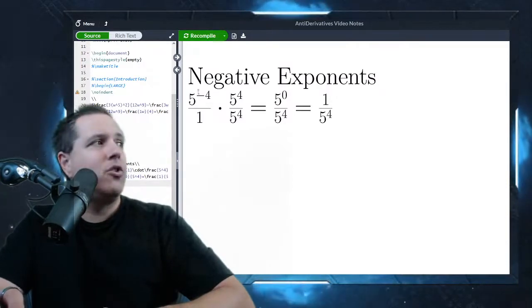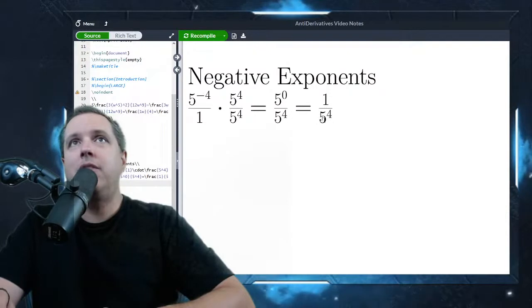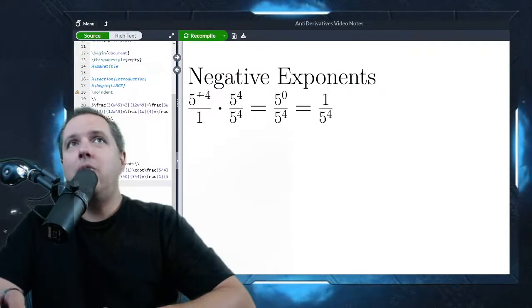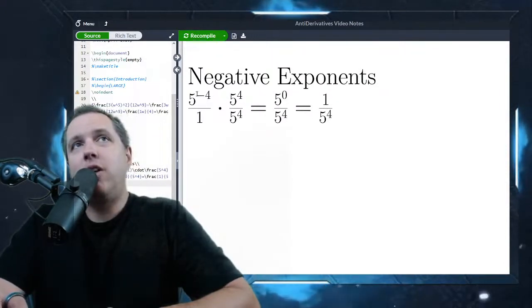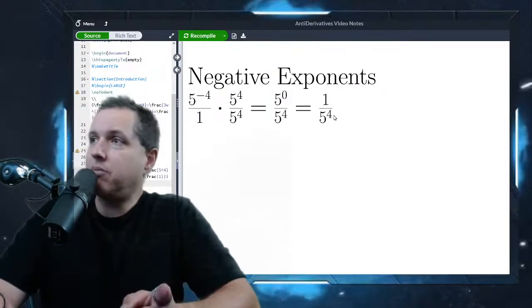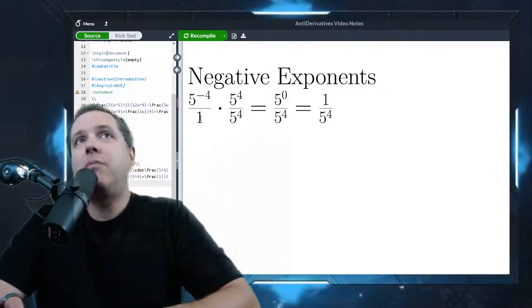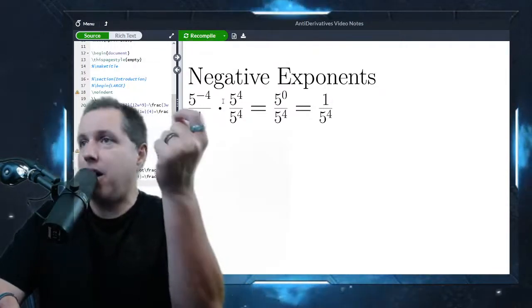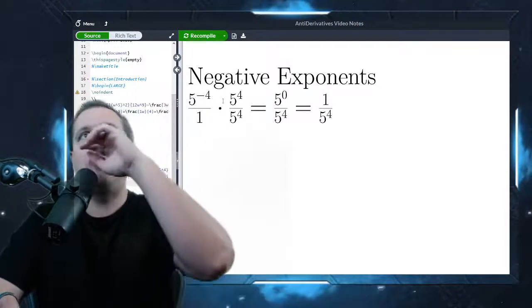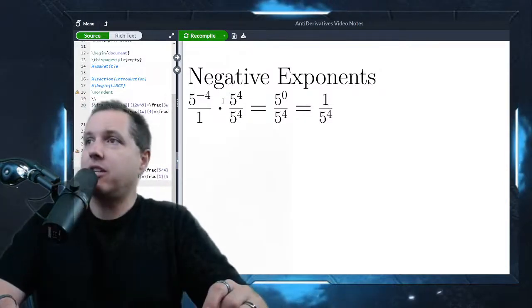See how it started in the numerator and it ended up in the denominator? And what happened along the way? The negative changed signs. So if it's in the numerator, you move it to the denominator and change the negative exponent to a positive exponent. If it was in the denominator, you would move it to the numerator and change the negative exponent to a positive exponent. Okay, that's how you deal with negative exponents.